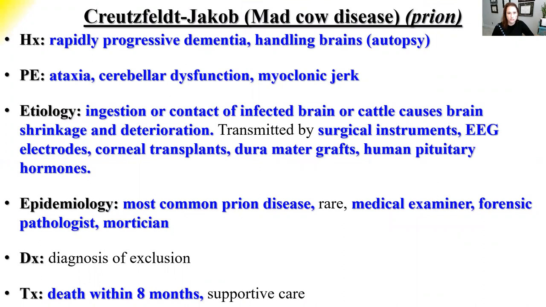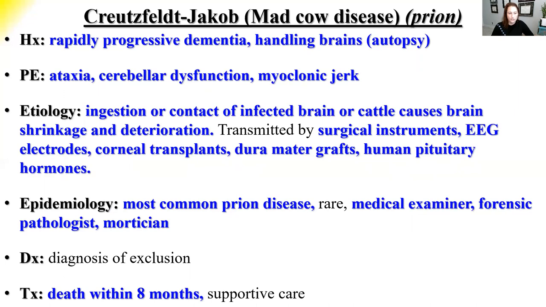For this question, there must be some kind of contact with infected brain tissue. So either consumption of infected cattle or somebody that has physically touched the brain. So surgical instruments used on the brain, EEG electrodes, corneal transplants, dura mater grafts, and then human pituitary hormones can be sources of this. In the question, they must tell you that there is some kind of contact there because this is a diagnosis of exclusion. It's not common. So perhaps they would describe an autopsy in the question.